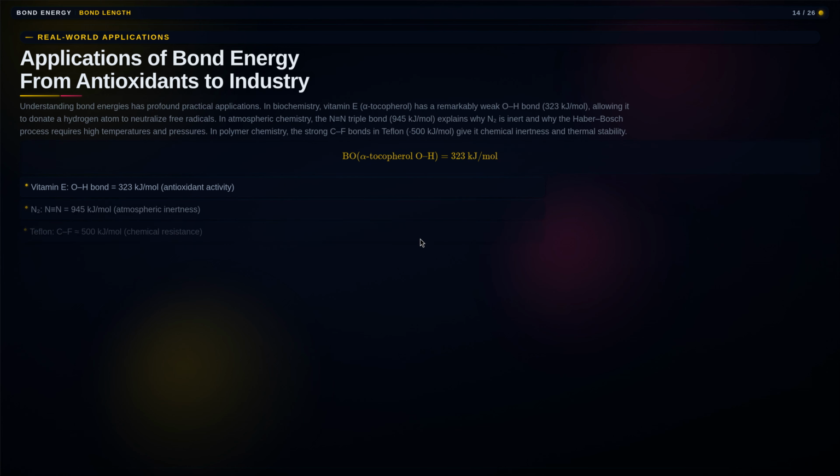Understanding bond energies has profound practical applications. In biochemistry, vitamin E has a remarkably weak oxygen-hydrogen bond, allowing it to donate a hydrogen atom to neutralize free radicals. In atmospheric chemistry, the nitrogen triple bond explains why nitrogen gas is inert and why the Haber-Bosch process requires high temperatures and pressures. In polymer chemistry, the strong carbon-fluorine bonds in Teflon give it chemical inertness and thermal stability. These examples show how bond energy governs real-world chemistry.